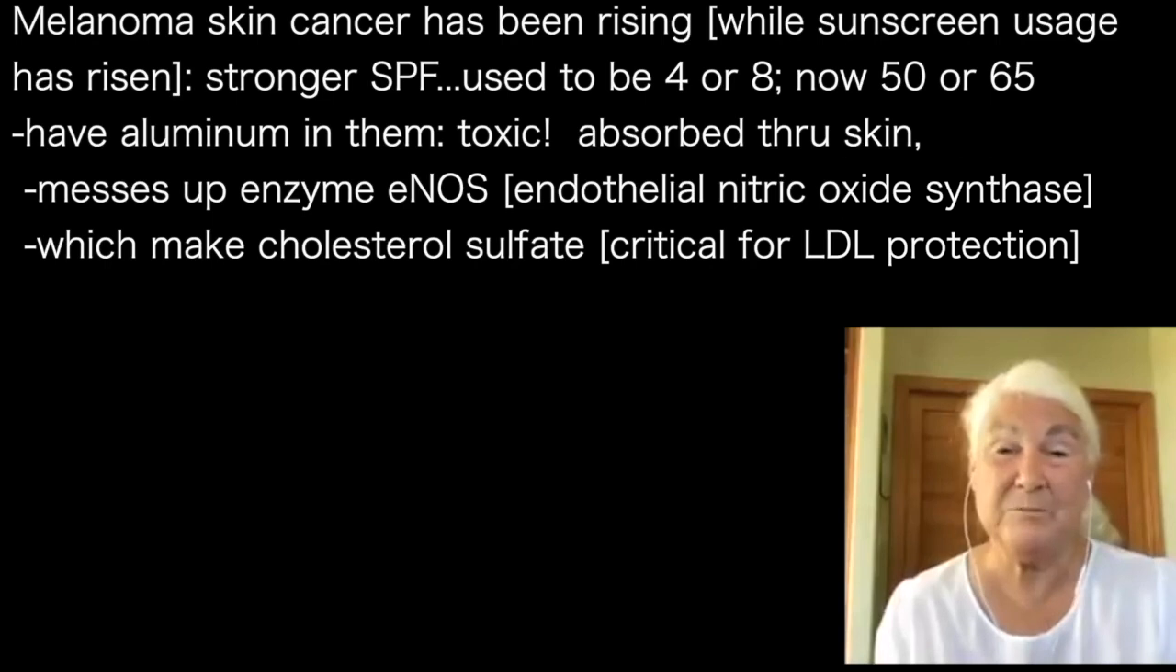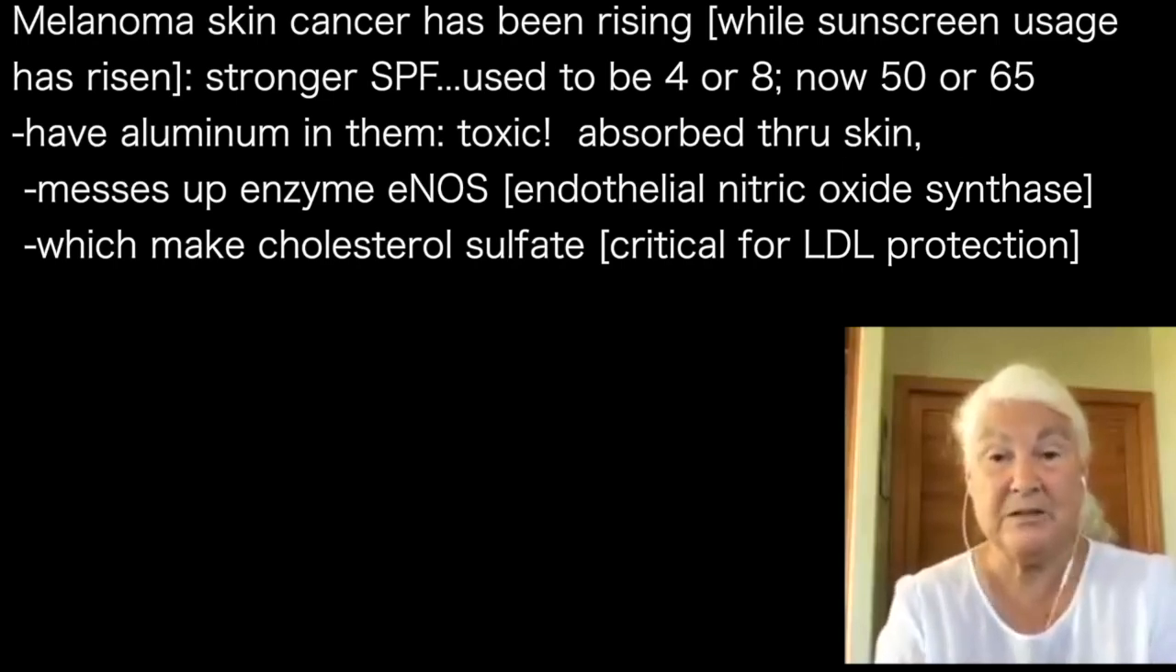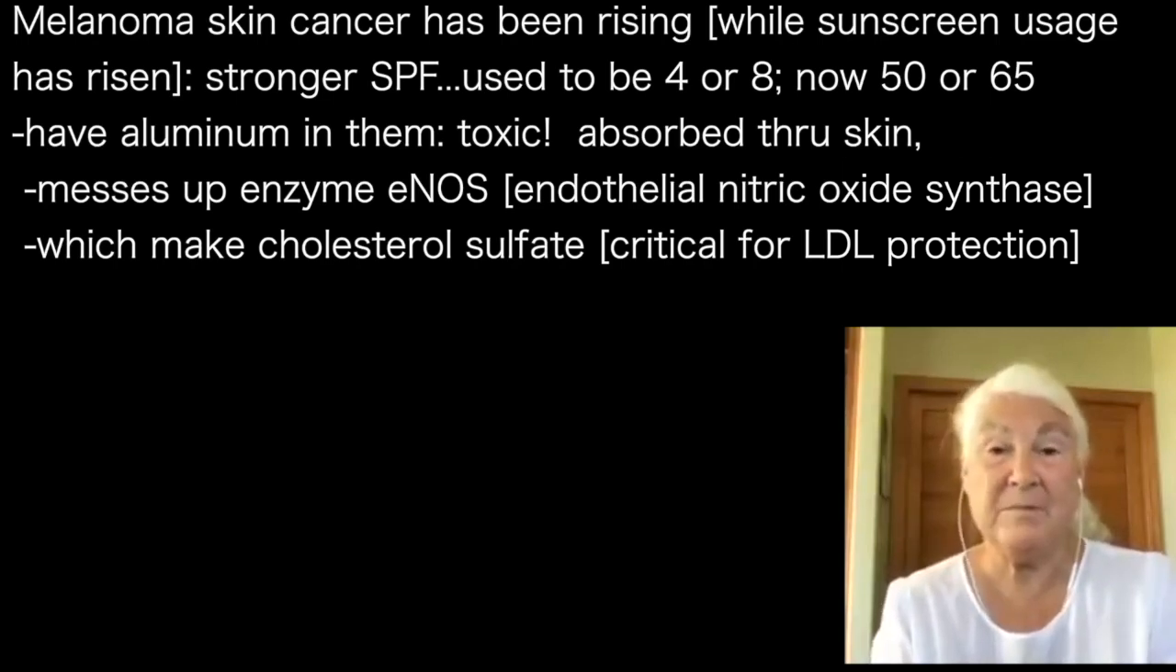And they've got aluminum in them, which is really toxic. It's going to absorb through the skin. It's going to mess up, actually, the enzyme eNOS, which gets messed up by aluminum. So when you put aluminum-based sunscreen on the skin, you're messing up the enzymes that would make the cholesterol sulfate. So you're really screwing things up with the sunscreen.